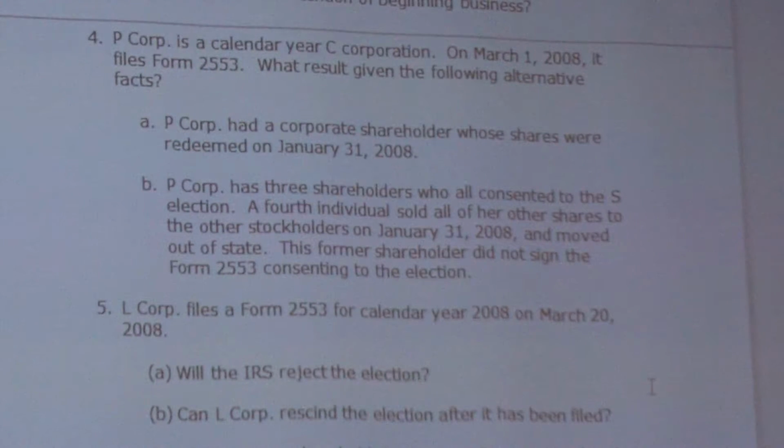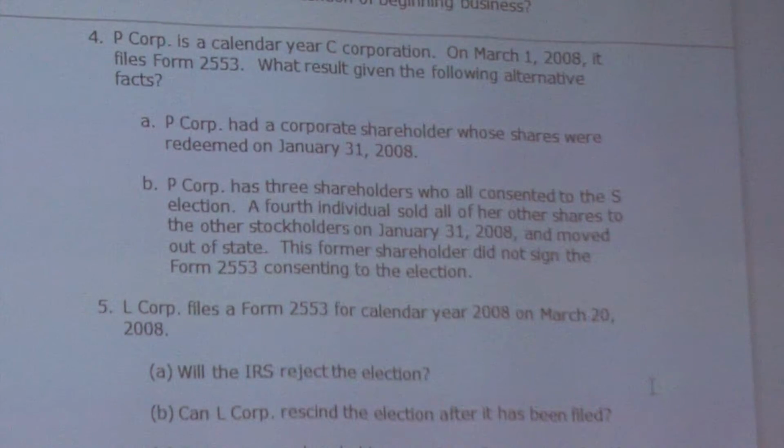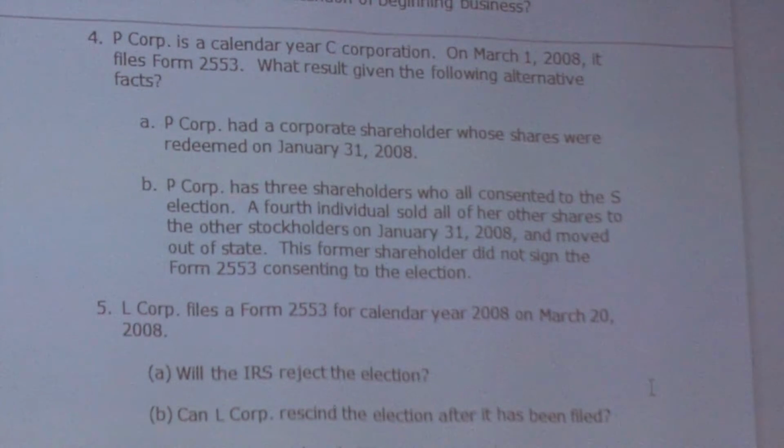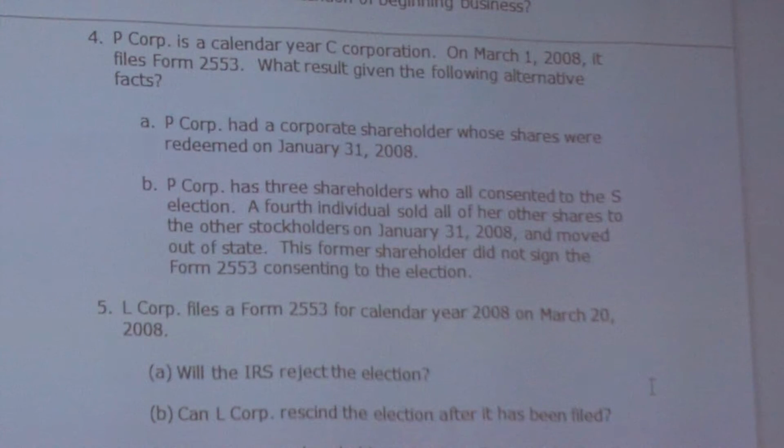So under fact A, you would not have an S corporation. It would be a C corporation through 12/31/08. It would be an S corporation, assuming it's otherwise eligible, on 1/1/09, and no further election would be required. The election made in March of 2008 is good enough. It just isn't retroactive because you weren't eligible during the entire period from 1/1 through the date of the election. Right.